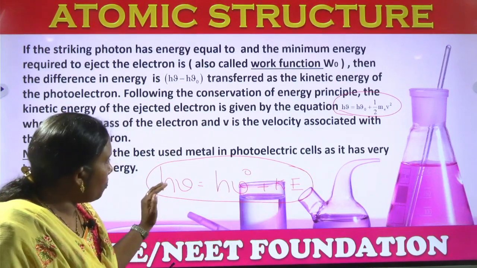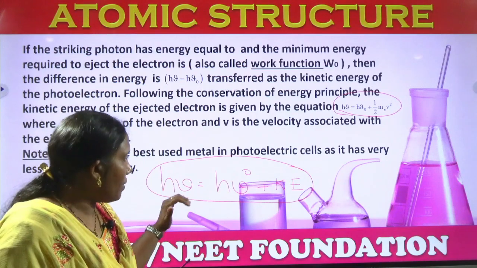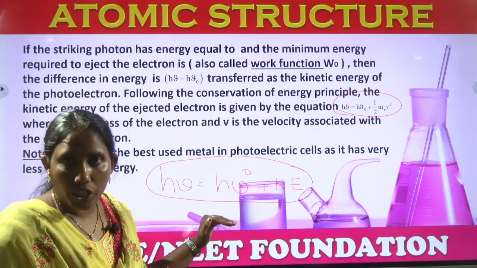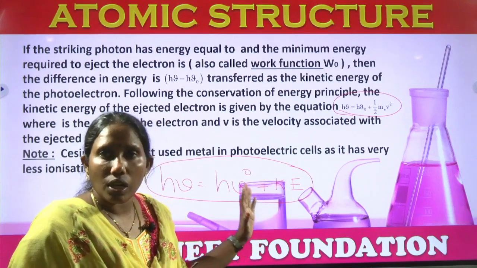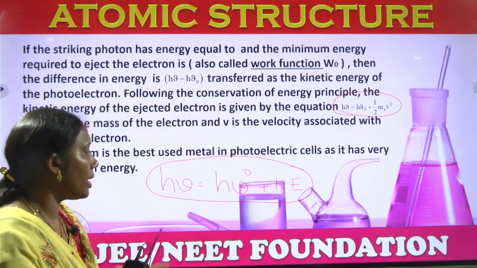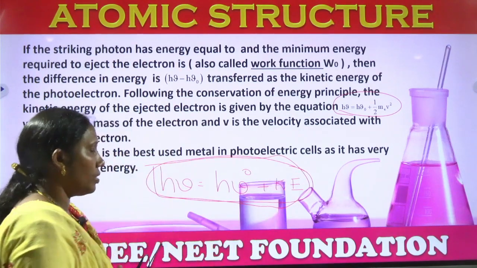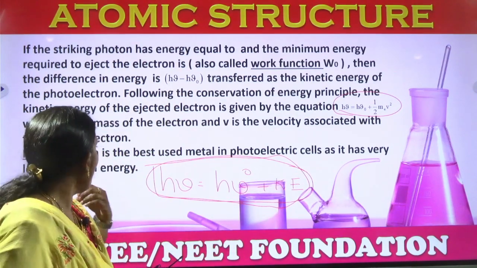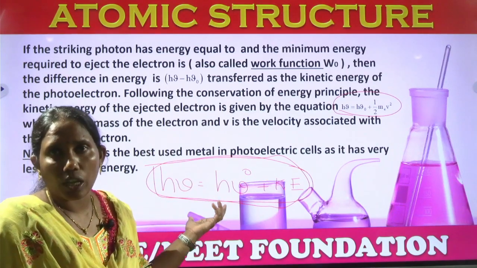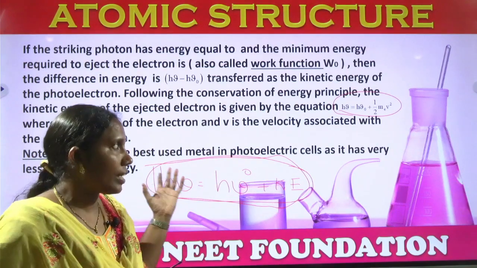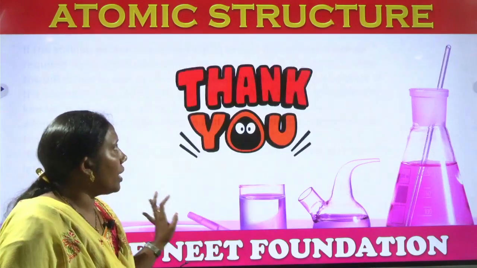So this h nu means that if radiation of a particular frequency hits the metal sheet, it will eject electrons with certain speed, that is called kinetic energy. So overall the photoelectric effect we are representing with this equation. Okay. Which metal is the best for the photoelectric effect? We already discussed, that is cesium. Okay. So this is about the photoelectric effect.